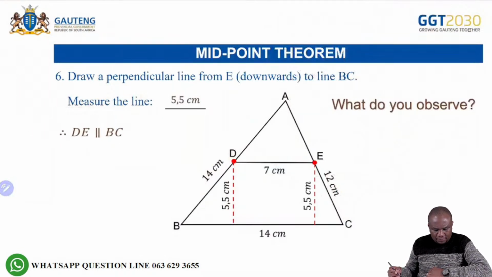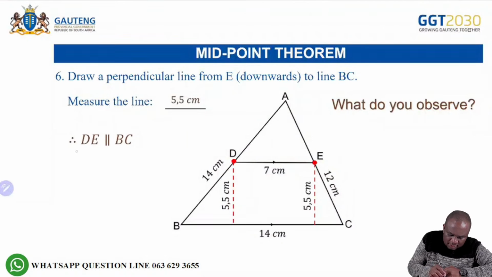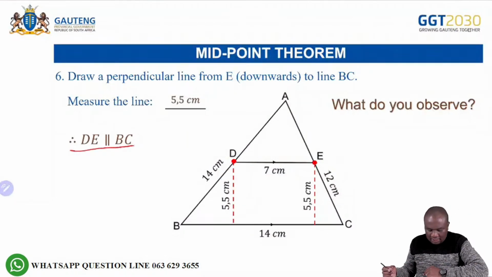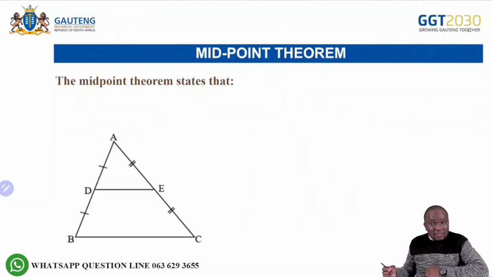Here it is. Oh, sorry, I forgot this. This is the symbol for parallel. Okay, you can write that. DE is parallel to BC. That's what we found out. And then let's write our definition.